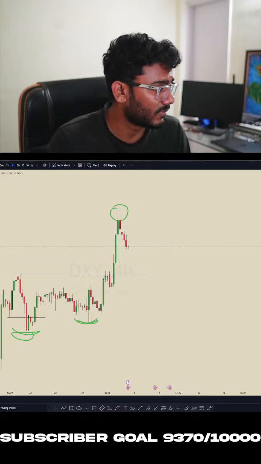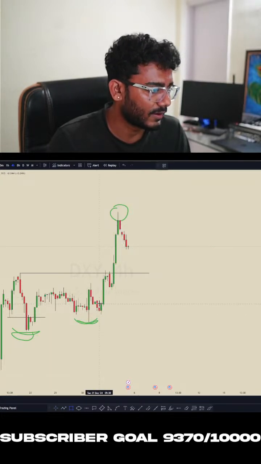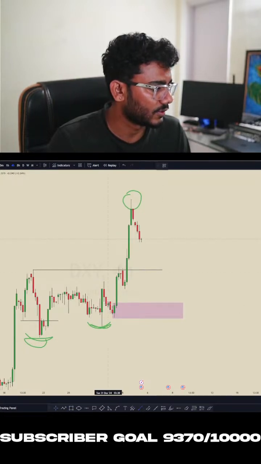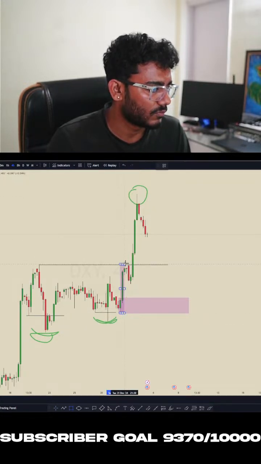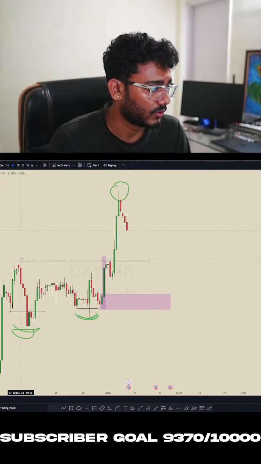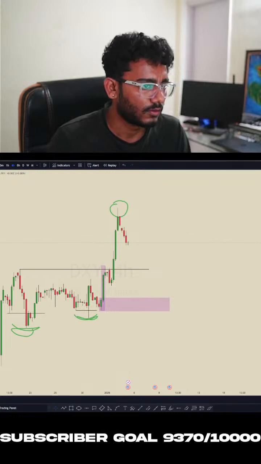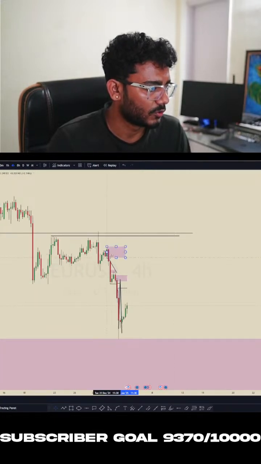So I'm looking for buy side entry, not on DXY, but I'm looking for sell side entry on Euro USD. So we have this liquidity sweep inducement, and then again this structure broke this higher high. So on Euro USD, I think this is the order block I'm talking about.